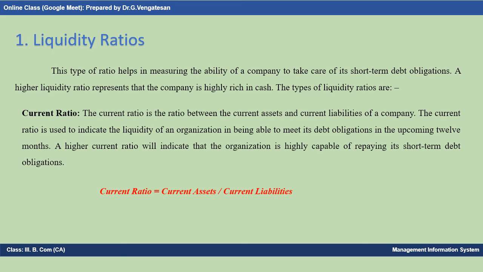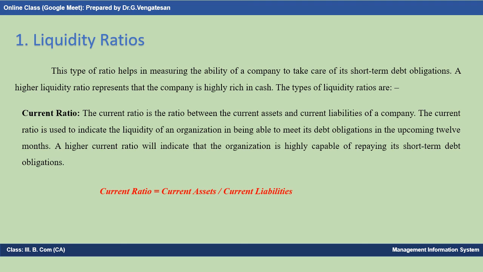Here, the current ratio always deals with current assets and current liabilities. It establishes the relationship between the current assets and current liabilities. Now, what is a current asset? Current assets are those assets that can be converted into cash within a year. If any asset can be easily converted into cash within a year, then it is known as a current asset.